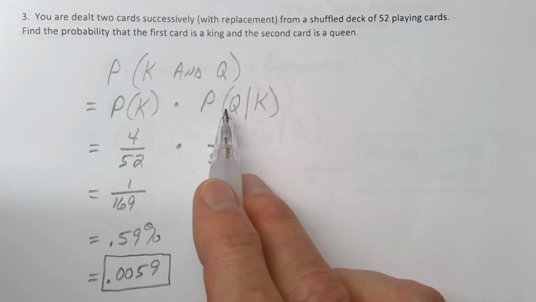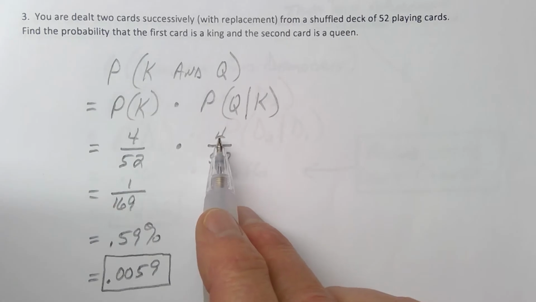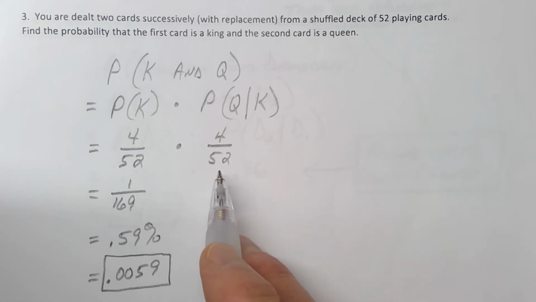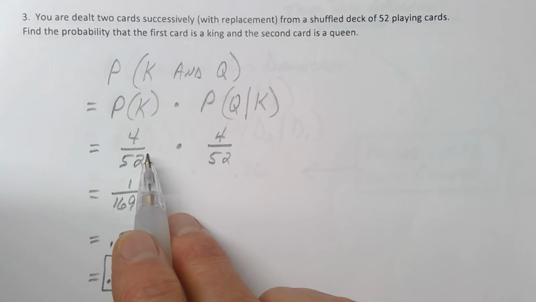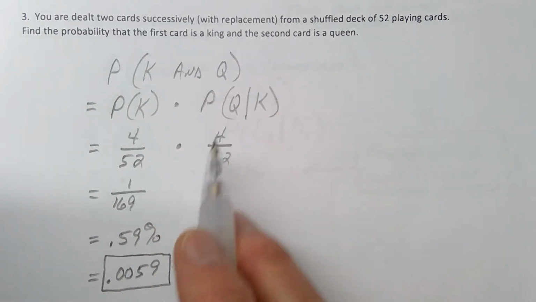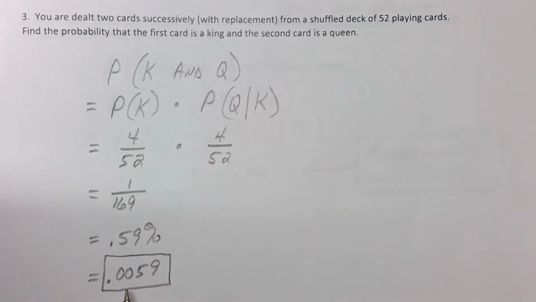it back? Well, how many queens are in the deck? 4 queens, just like the kings, out of a deck of 52 cards. The probabilities did not change because we put the card back. Multiply it out. There's less than a 1% chance of that happening. This is 0.59%. That's less than 1% chance.